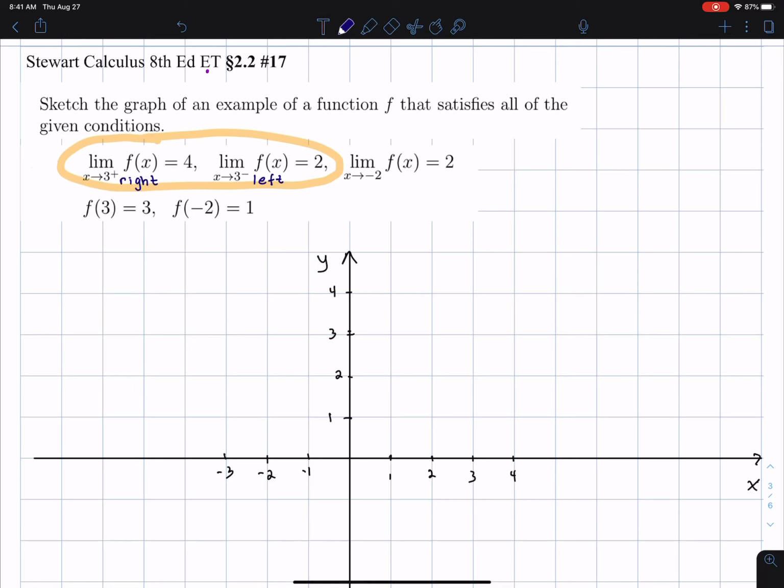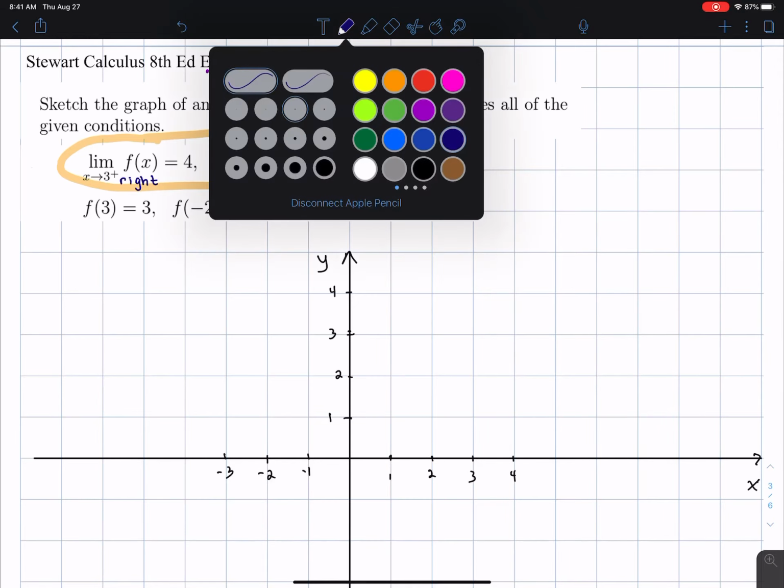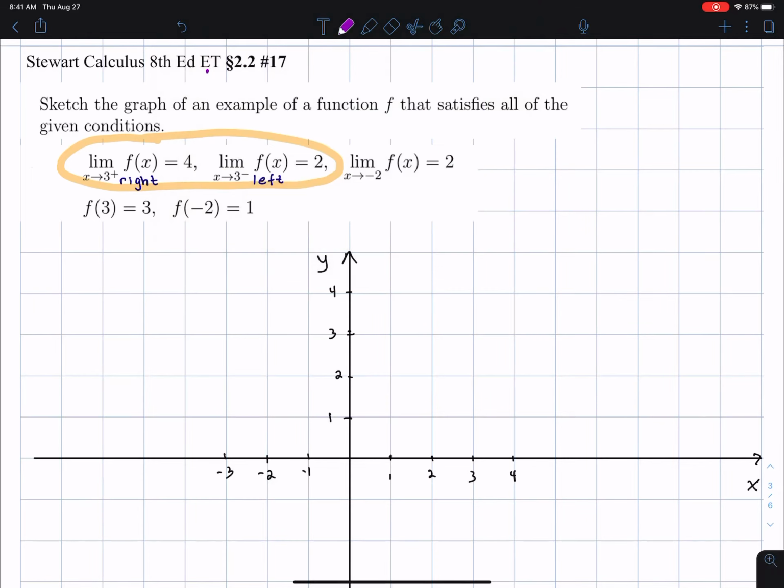So I'm going to locate where 3 is on the x-axis, and then I'm looking for the limit, which is 4, as x approaches 3 from the right. I will go up to 3, 4, and draw a little open circle to represent the limit. If we follow along the curve, as the x-coordinate gets closer to 3 from the right, the y-coordinate gets close to 4. Then I can do whatever I want with my curve coming from the right. I decided to just do a little squiggle there.